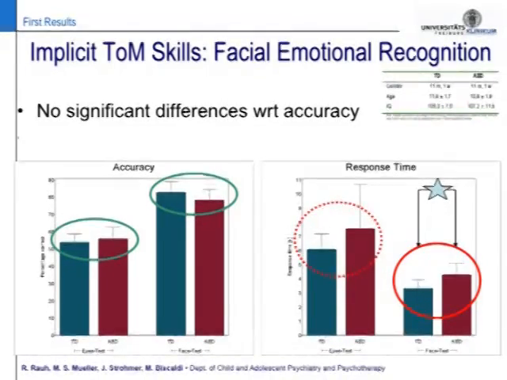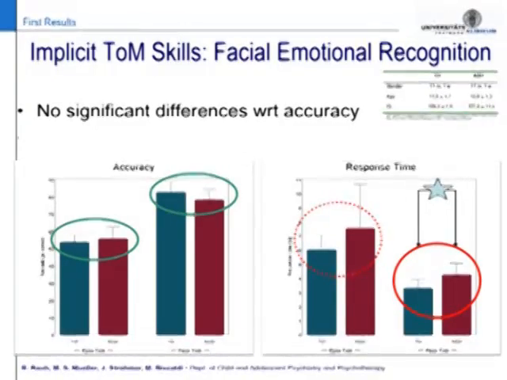But if we look at the latencies, we find significant differences in the face test on the right, and a tendentially significant difference in the eyes test, indicating that the ASD children need more time to judge the appropriate words than the typically developing children in order to achieve the same accuracy.